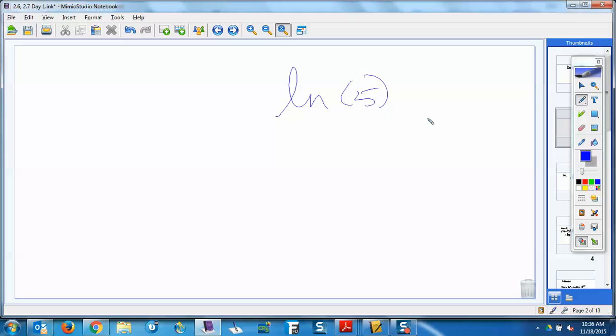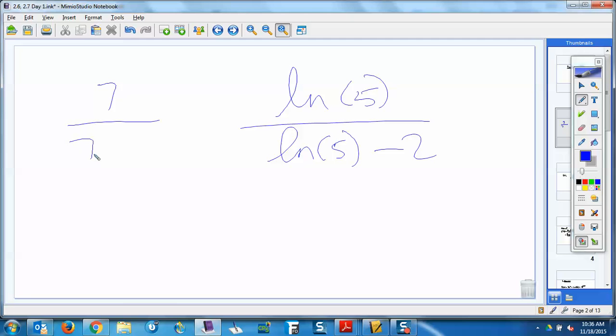ln 5 over ln 5 minus 2. The mad canceler. There it is. He's just wondering. It's a great question. I'll tell you what. Let's test it out. Let's do 7 over 7 minus 2. Would that be the same thing? So that's 7/5.